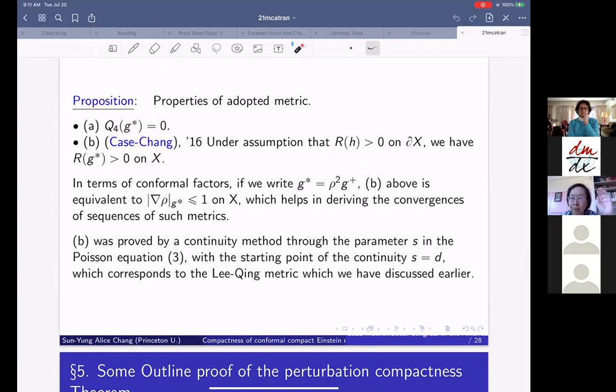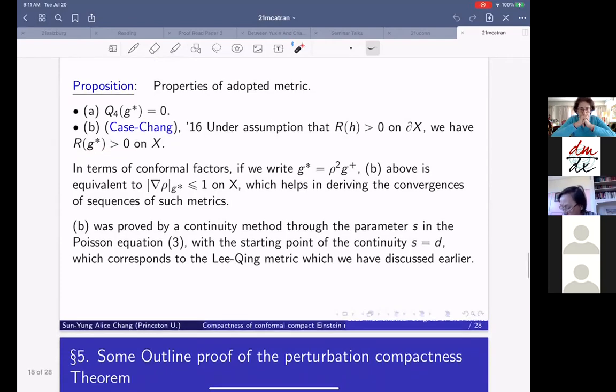Remember the early work of Qingjie and Jack Lee, saying that if the boundary has positive scalar curvature, then the interior is in a positive Yamabe class. So there exists a metric of positive scalar curvature. And here we pointed out this G star is a specific example of a metric with positive scalar curvature.